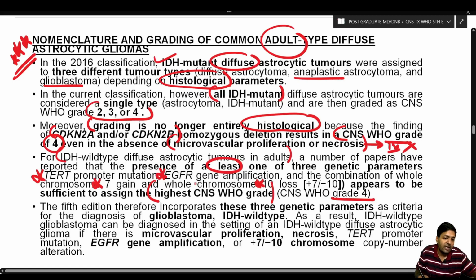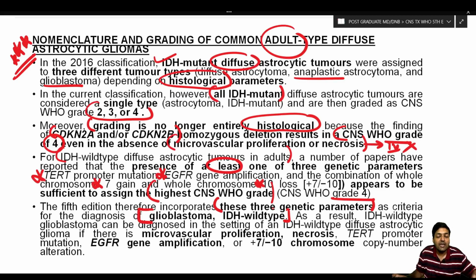So the fifth edition therefore incorporates these three genetic parameters as criteria for the diagnosis of glioblastoma, IDH wild type as well. So for the diagnosis of that, the presence of only these three entities, even if histological parameters are not present, is going to be taken as a CNS WHO grade 4 tumor.